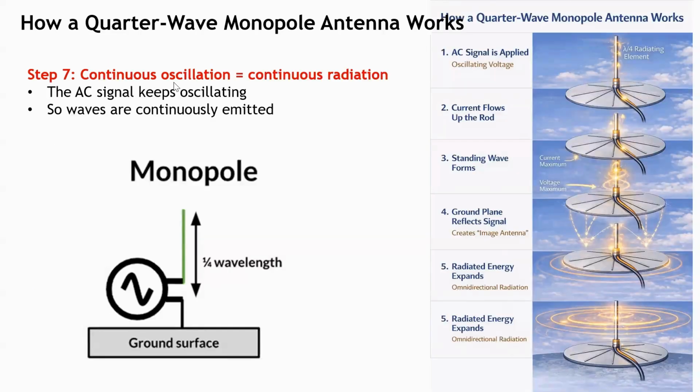Last step, step number 7, continuous oscillation, which means continuous radiation. As long as the AC signal keeps oscillating, the current will also oscillate. And with the oscillating current, both create the oscillating E field and H field. Thereafter, the E field and H field will be continuously emitted out of this antenna. So this is how the monopole antenna works. Basically, this is a short summary of how this quarter wave monopole antenna works.